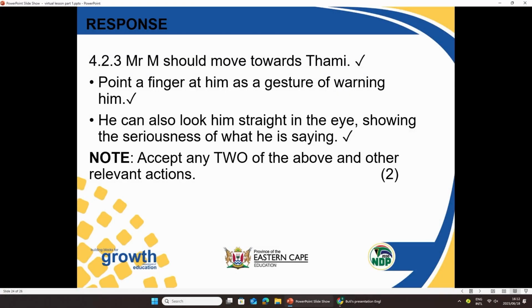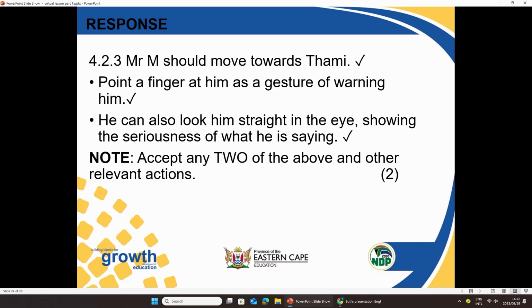Also, you can write, he can also look him straight in the eye, showing the seriousness of what he is saying, most especially in that part where he says, words are sacred to me. So the action that Mr. M should do there should talk to the action. I hope stage directions are clear.